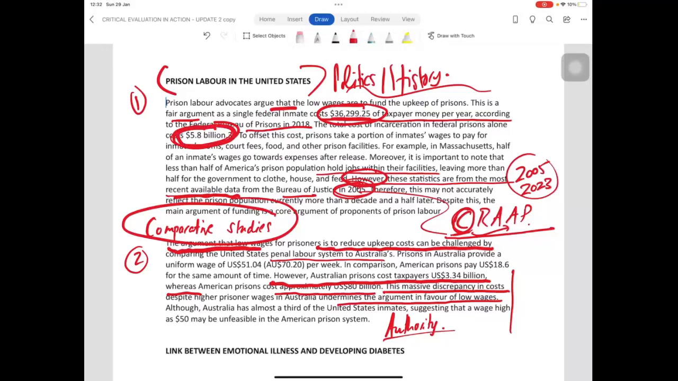She notices and she says it's a fair argument that it's expensive for prisoners. So she's not only criticizing the study, she's kind of agreeing with it as well. But notice here, she says, however, these statistics are from the most recent available data from the Bureau of Justice, and it's only 2005. We are now in 2023. So in terms of the CRAAP acronym, she is questioning the currency. And the fact that this data is so out of date also questions the authority of the data. So it's a very good example there of looking at dates carefully.